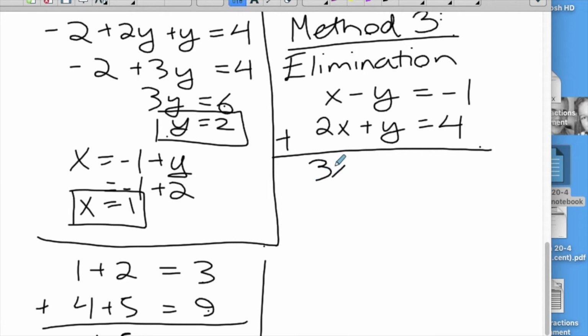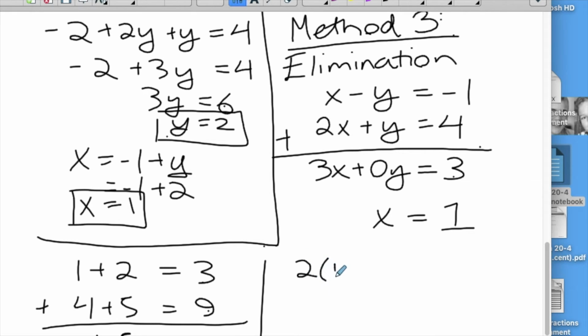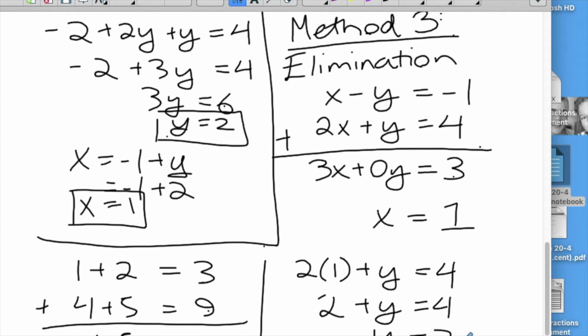We're gonna get 3x plus 0y equals 3. Okay? 3x plus 0 equals 3, x equals 1. Okay? And then you can use either of the equations to solve for y. Or you could do elimination again, but now eliminate the other variable and solve for y. Okay? So, let's use the second one, right? So 2 times 1 plus y equals 4. 2 plus y equals 4. y equals 2. There's the other one.